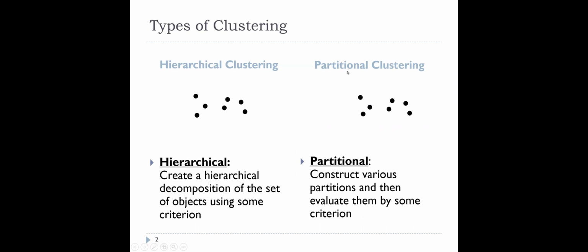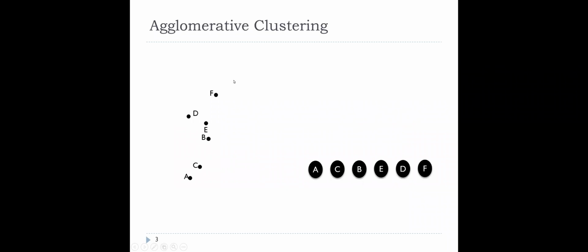K-means clustering is a partitional clustering. You put the observations into different groups, and then you evaluate them by some criteria. Hierarchical clustering, on the other hand, creates a hierarchical structure of the set of observations or objects, using some criteria. It's done in a hierarchical way.